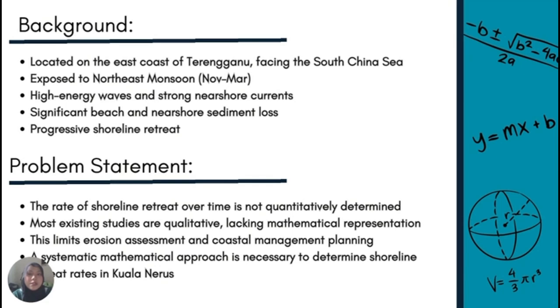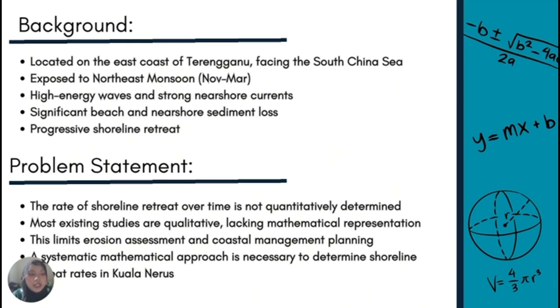During this period, the coast experiences high energy waves and strong nearshore currents, which actively remove sediments from the beach and nearshore zones. Over time, this monsoonal process causes the shoreline to gradually move landward, and the lost sediment is not fully restored during calmer seasons.